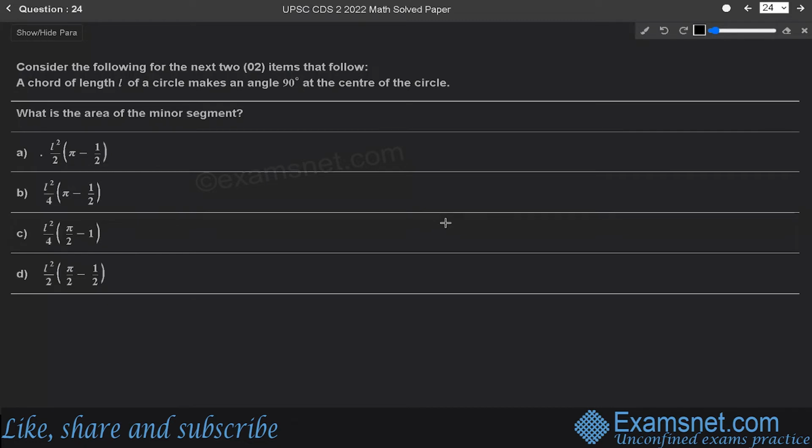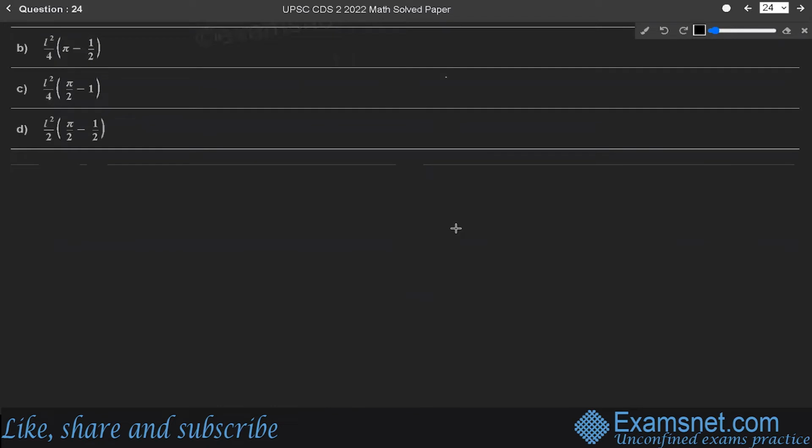Next question is, a chord of length L of a circle makes an angle 90 degree at the center of the circle. What is the area of the minor segment? It is a very interesting question. Let this be the circle. Question says that there is a chord. So let this be the chord. Let us name it A and B. This chord makes an angle with the center. This is the center of this circle. This chord makes an angle of 90 degree at the center, which is already mentioned in the question. Let the radius be R. I hope it is clear to you.